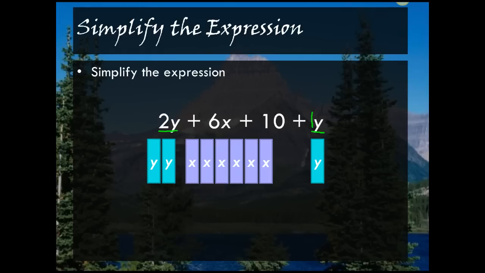When we write our final expression, usually I like to go alphabetically, and I would write 6x plus 3y, which is the 2y plus the 1y, plus 10. However, because addition is commutative, if you had written 3y plus 6x plus 10, it would mean the same thing, and that would also be an acceptable answer.